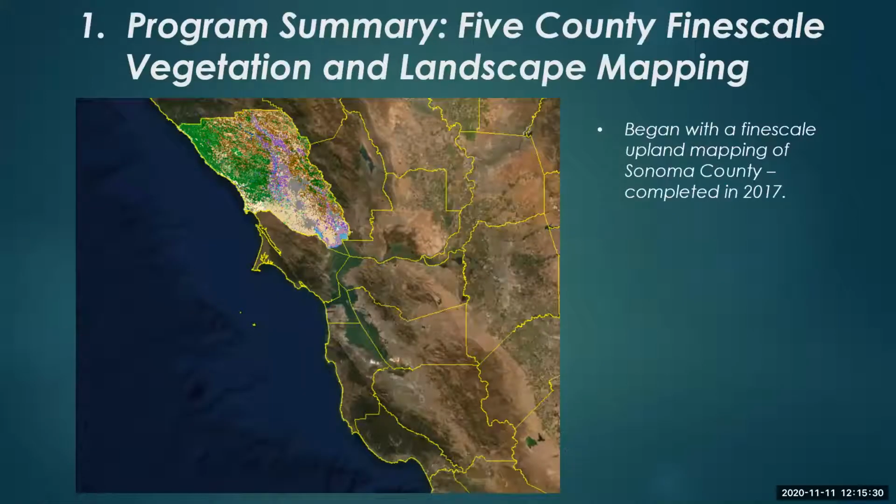So as Dylan said, the project started in Sonoma County in about 2014, and the county's Agricultural and Open Space District decided they needed a fine-scale map. By fine-scale, we mean these maps are at the alliance level, which I'll go into in a minute. They're usually about 100+ classes per county, so they're very, very detailed, with minimum mapping units of a quarter acre to an acre. So very, very fine-scale maps.